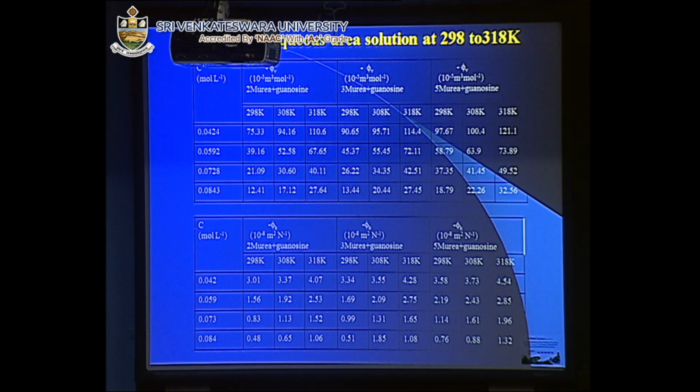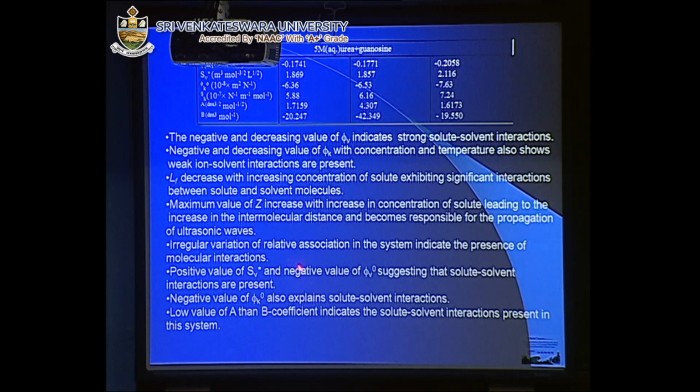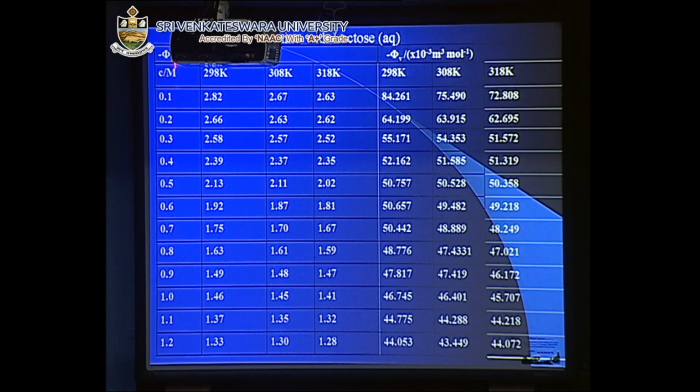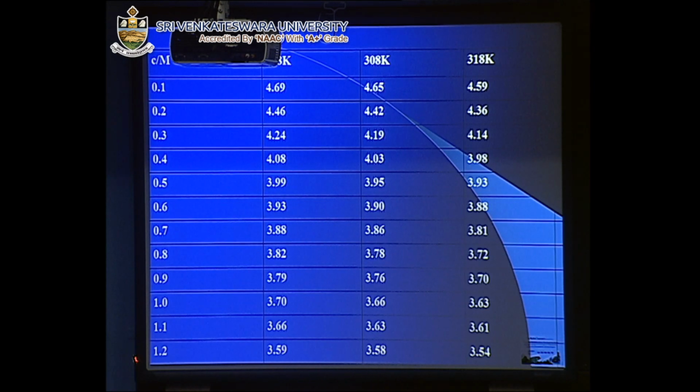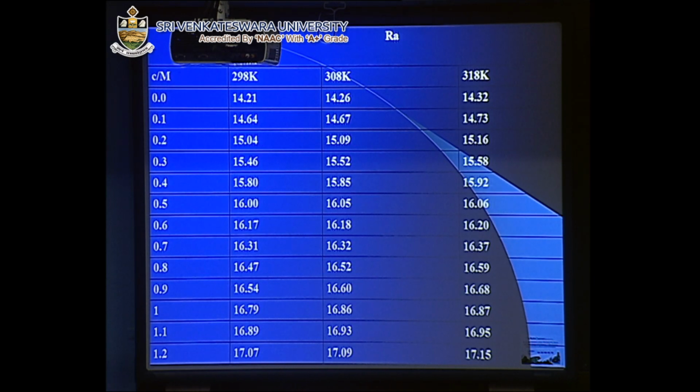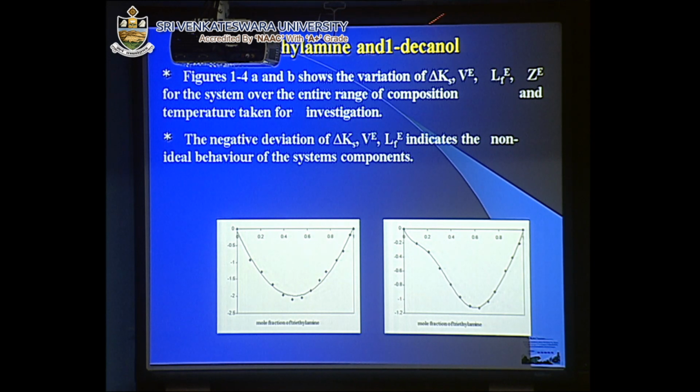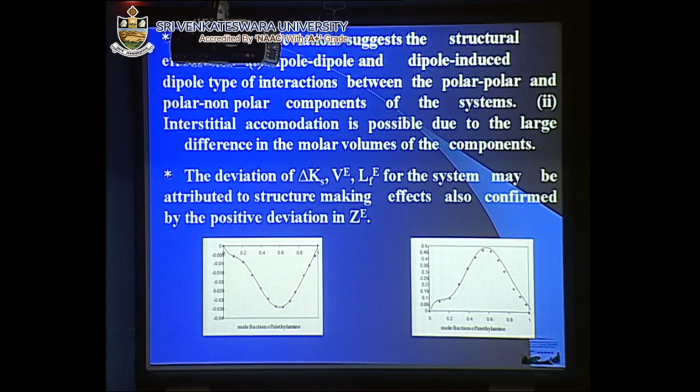Now we come to the next system. This is an aqueous guanosine system, and again we prepare the solutions over the entire concentration range and determine all these values. This is triethylamine and 1-decanol, and here again we get these kinds of results. These suggest that structural effects like dipole-dipole and dipole-induced dipole types of interactions with the polar and non-polar components exist. Interstitial accommodation is also possible.